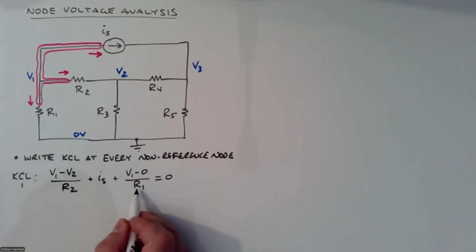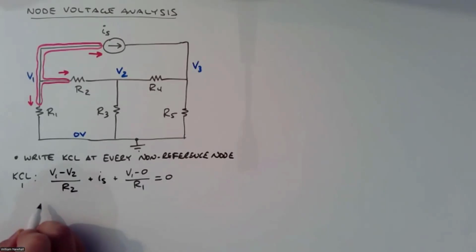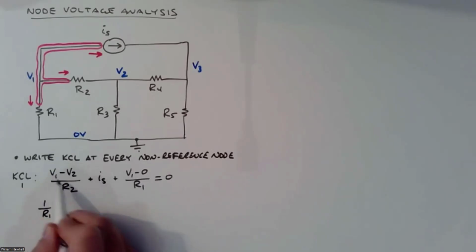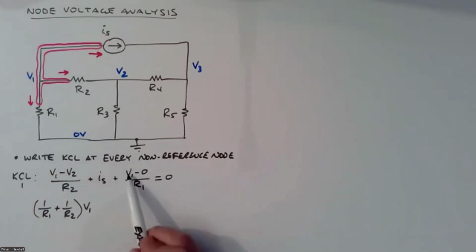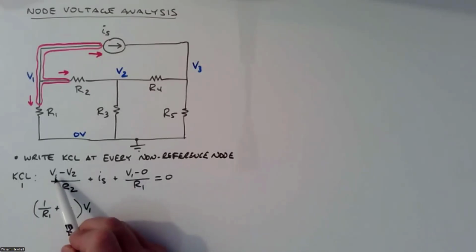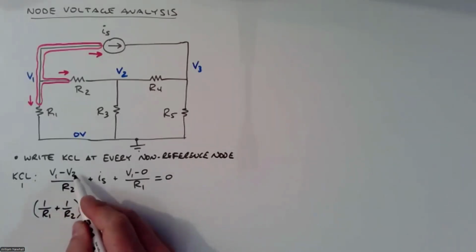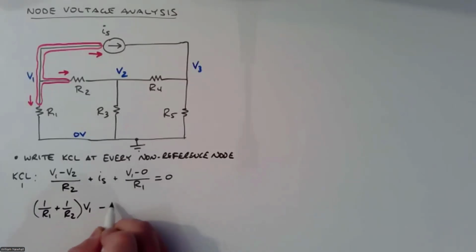So the coefficient of V1 is 1 over R1 plus 1 over R2. So, right, 1 over R1 times V1 plus 1 over R2 times V1 is this. So that's the coefficient of V1. The coefficient of V2 is minus 1 over R2 times V2.